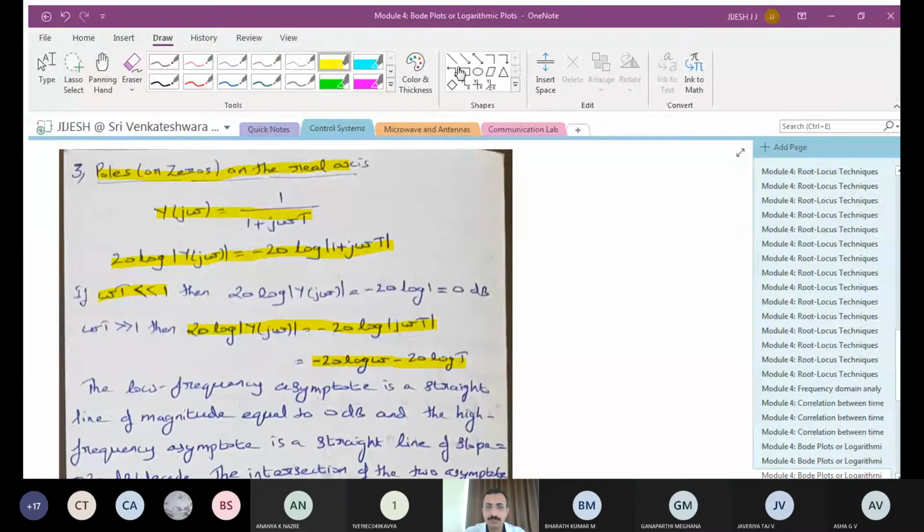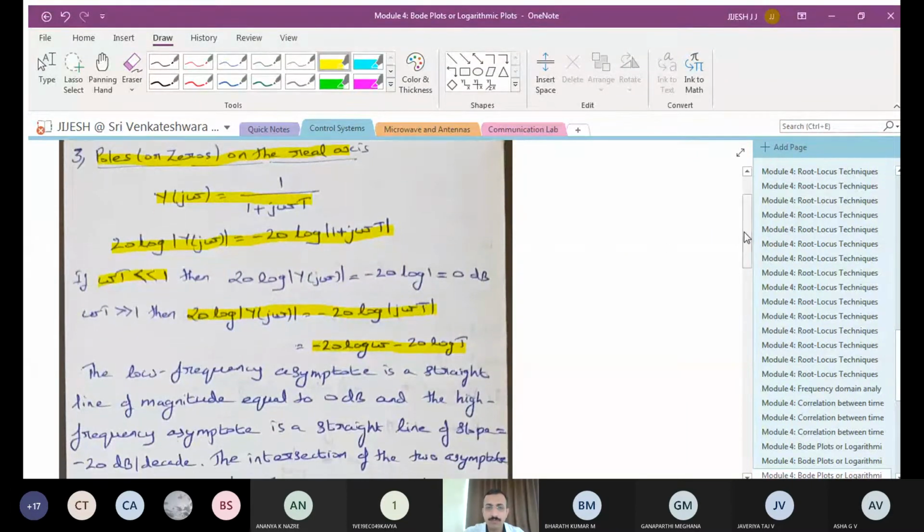These are the equations you generate when you have the parameters, when poles and zeros are on the real axis. Further moving on, the low frequency asymptote will be a straight line of magnitude equal to 0 dB, and a high frequency asymptote will be a straight line with a slope of minus 20 dB per decade. So this is what you should understand.